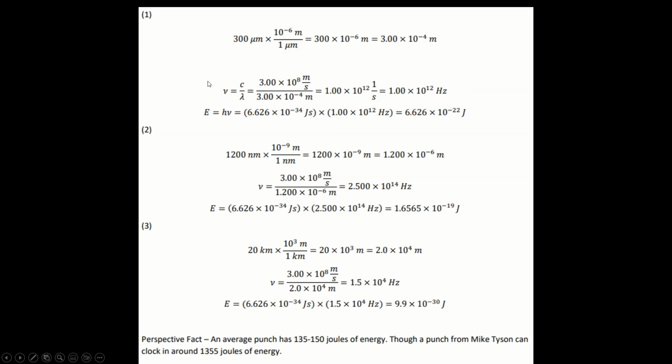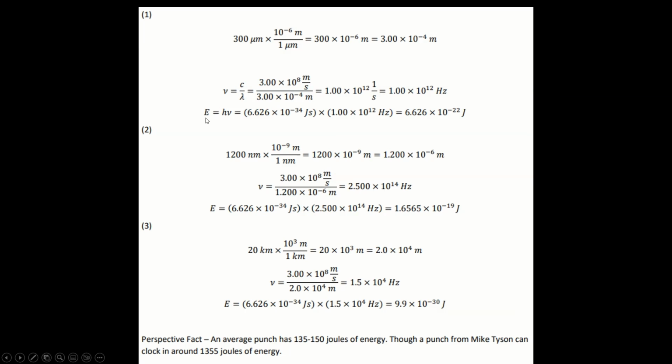To get the frequency, that would be speed of light, our constant, divided by the wavelength we just solved for. Because our speed of light is in meters per second, that's why we want wavelength in meters. So 3 times 10 to the 8th meters per second, divided by 3 times 10 to the negative 4 meters, that gets us 1 times 10 to the 12th inverse seconds, but if you have inverse seconds, then just replace that with hertz, Hz.